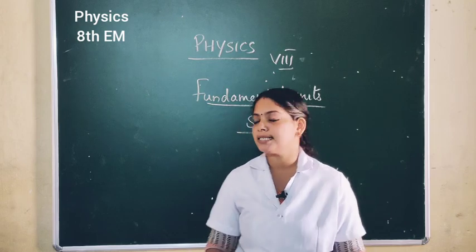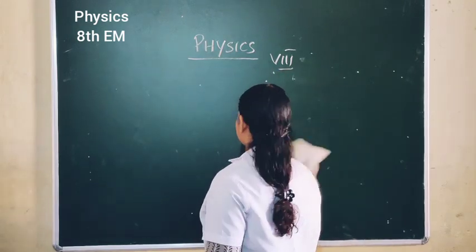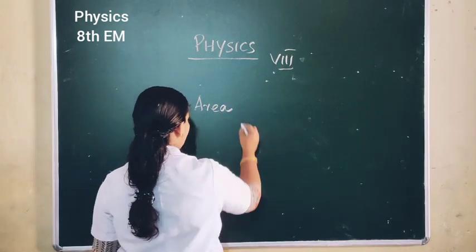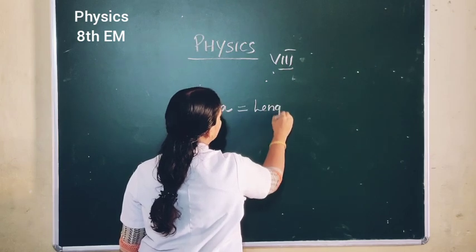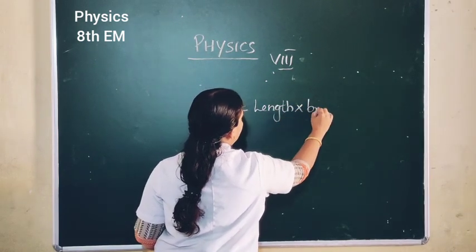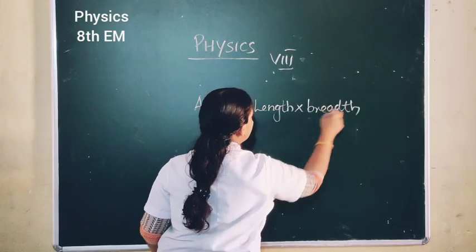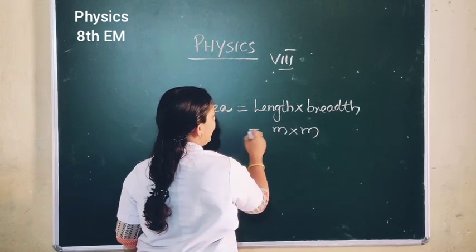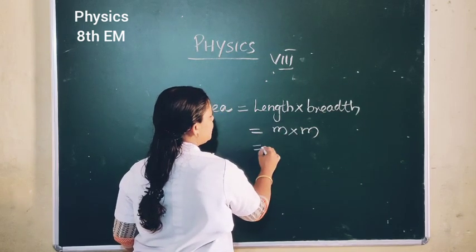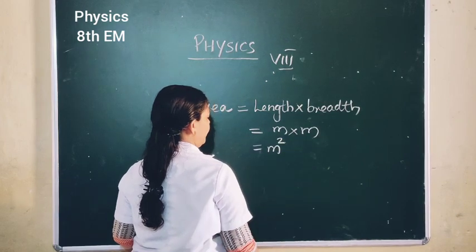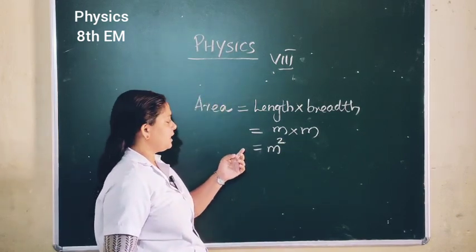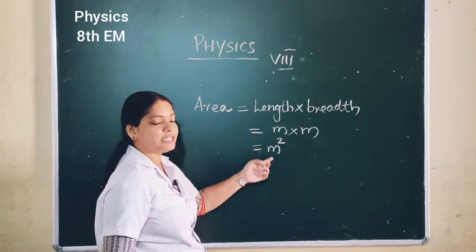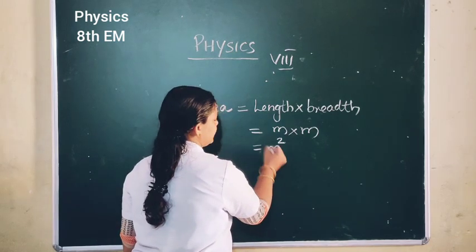Next, let us discuss other physical quantities such as area. How will you calculate area? Area is equal to length into breadth. The unit of length is meter. The unit of breadth is also meter. So, area is equal to meter into meter. The unit of area is meter square. Here area is expressed in terms of the fundamental unit meter.